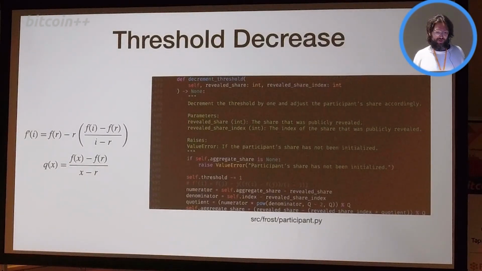And we can see that in code here, where our numerator is our share minus the revealed share. The denominator is our index minus the revealed share index. That's how we get the fraction. We compute the quotient, and then we take the revealed share minus the revealed share index times the quotient. So that's just our formula there on the left in code, and we're using modular division over the finite field, and we've decreased the threshold.